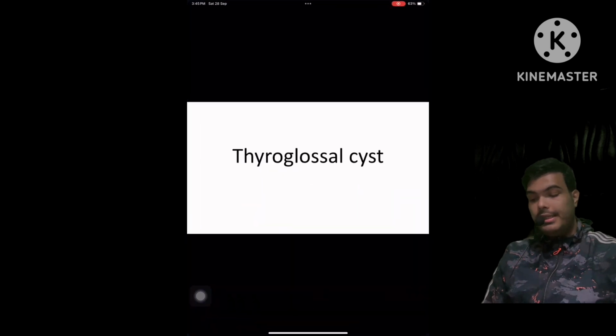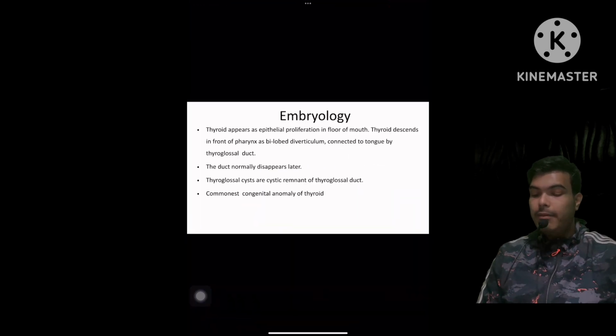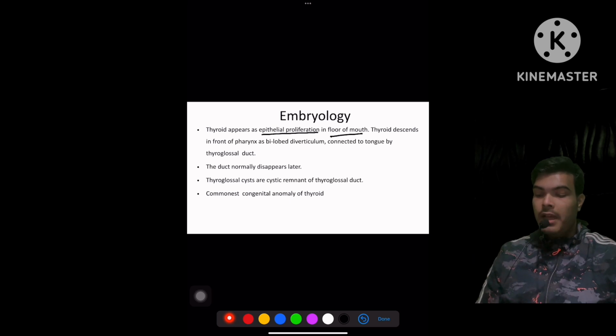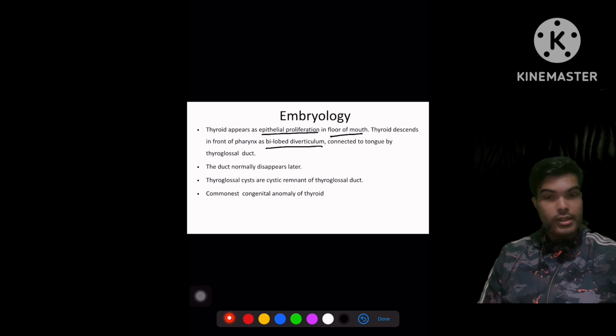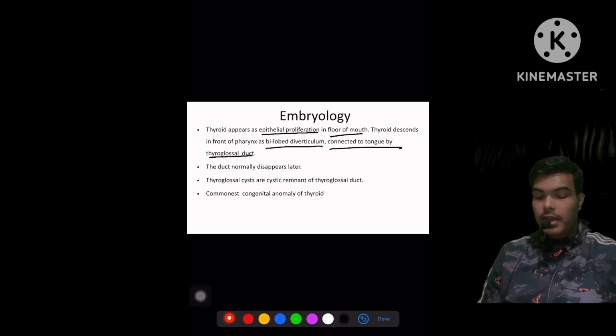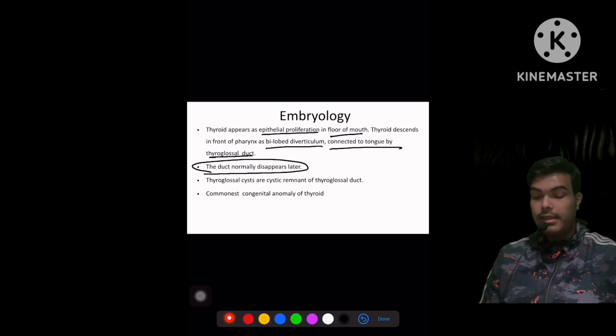So thyroglossal cyst: the thyroid appears as an epithelial proliferation in the floor of the mouth, as I already told you, towards the base of the tongue. The thyroid descends in front of the pharynx as a bilobed diverticulum connected to the tongue by a thyroglossal duct. The duct normally disappears later. If it persists, that is known as a thyroglossal duct cyst.